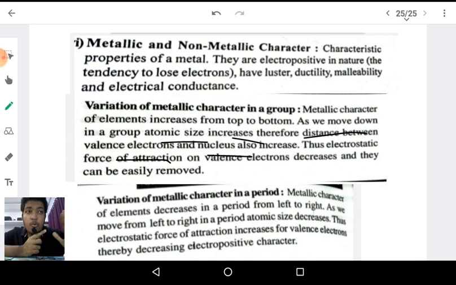So this was all about the chapter Periodic Classification of Elements, where we discussed Dobereiner's law of triads, Newlands' law of octaves, Mendeleev's periodic table, modern periodic table, and some important trends of the periodic table. The first one was atomic radii, second one is valency, and the third one is the metallic and non-metallic character. So this completes our chapter as well as the complete chemistry course.